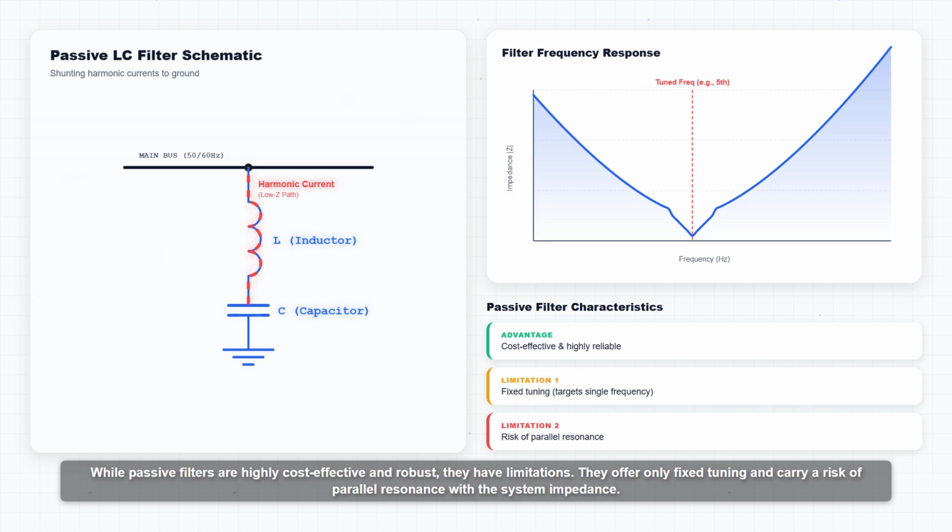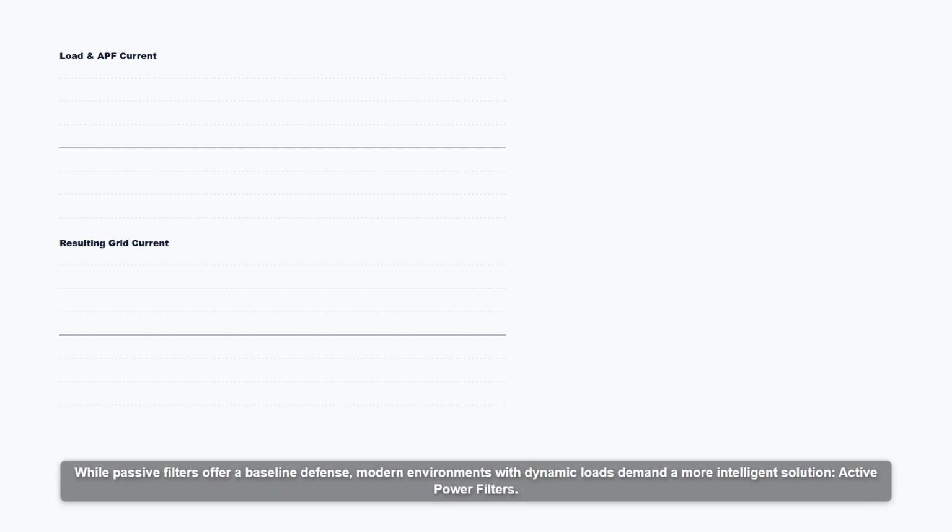While passive filters are highly cost effective and robust, they have limitations. They offer only fixed tuning and carry a risk of parallel resonance with the system impedance. While passive filters offer a baseline defense, modern environments with dynamic loads demand a more intelligent solution: active power filters.